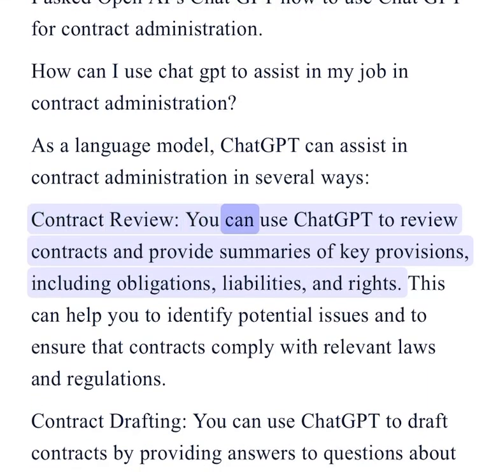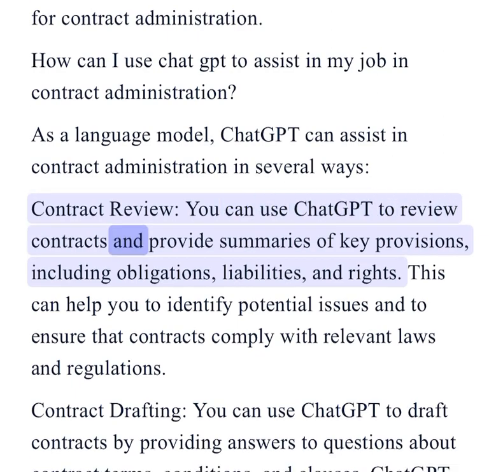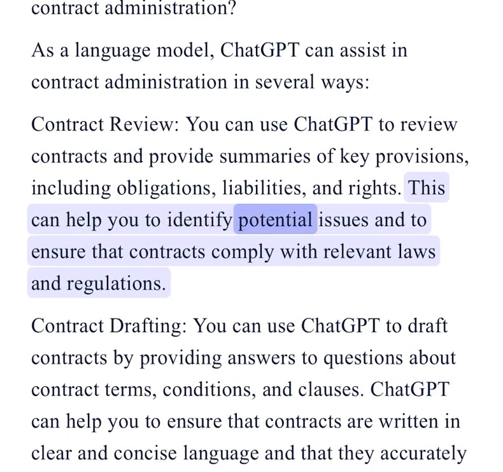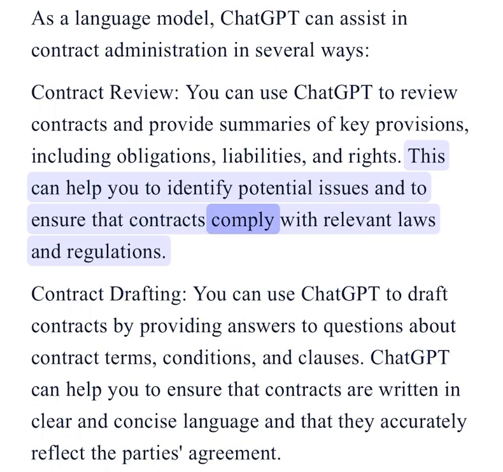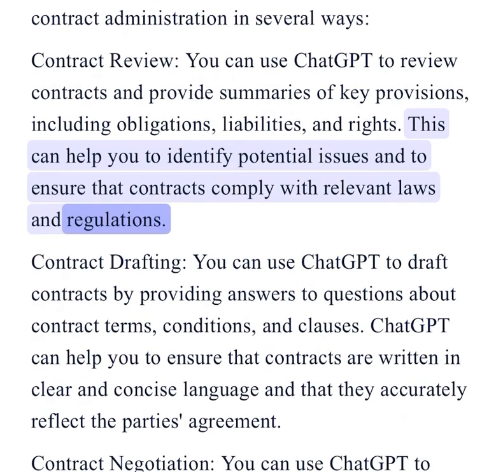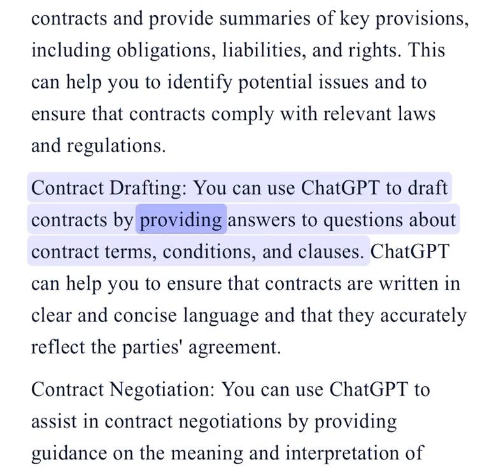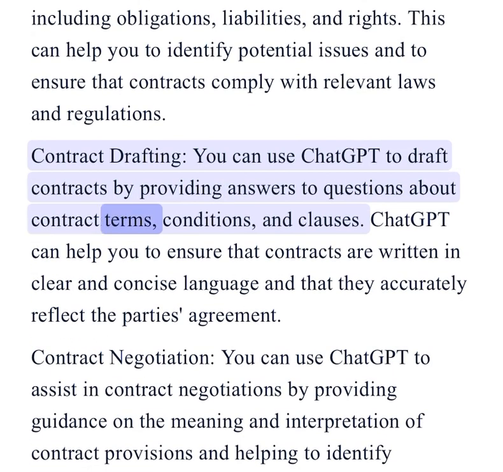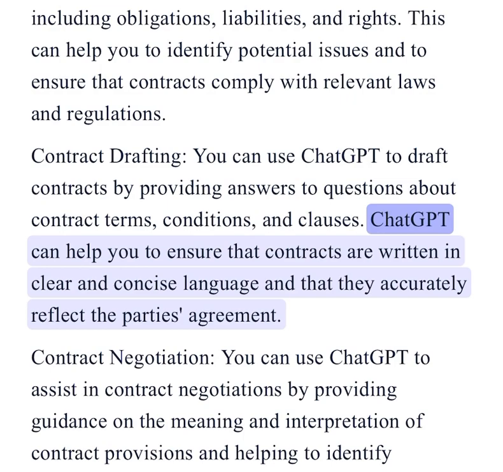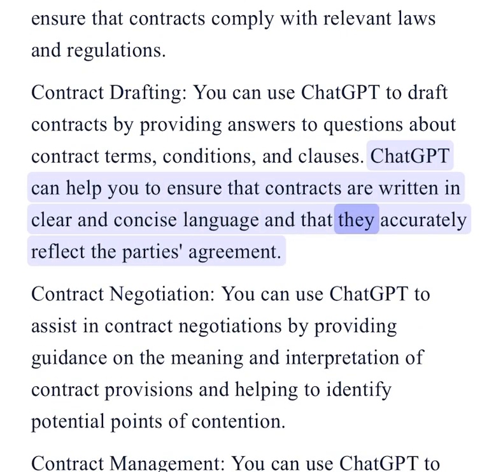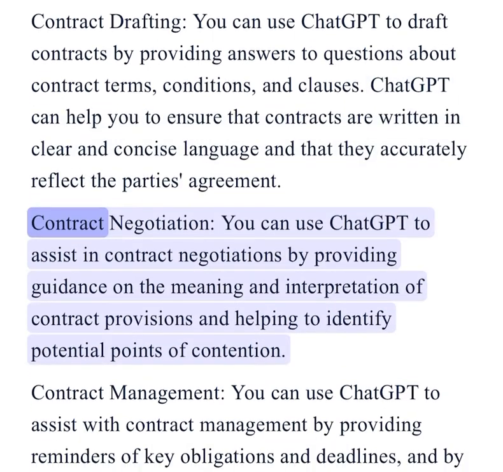Contract review. You can use ChatGPT to review contracts and provide summaries of key provisions, including obligations, liabilities, and rights. This can help you to identify potential issues and to ensure that contracts comply with relevant laws and regulations. Contract drafting. You can use ChatGPT to draft contracts by providing answers to questions about contract terms, conditions, and clauses. ChatGPT can help you to ensure that contracts are written in clear and concise language and that they accurately reflect the parties' agreement.